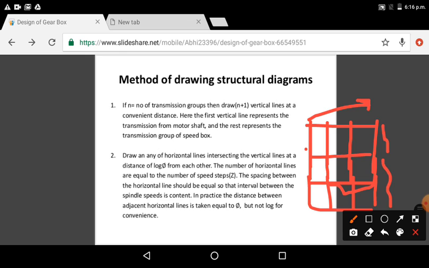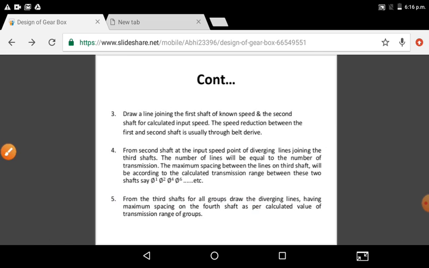In practice, the distance between adjacent horizontal lines is taken equal to phi, but not log phi, for convenience, right? Now, the third step is to draw a line joining the first shaft of known speed and the second shaft for calculated input speed. The speed reduction between the first and second shaft is usually through the belt drive. The fourth step is, from the second shaft at the input speed point, draw diverging lines joining the third shaft.